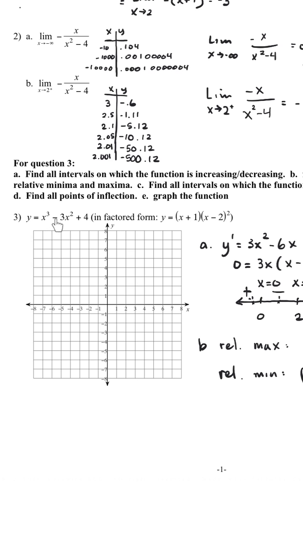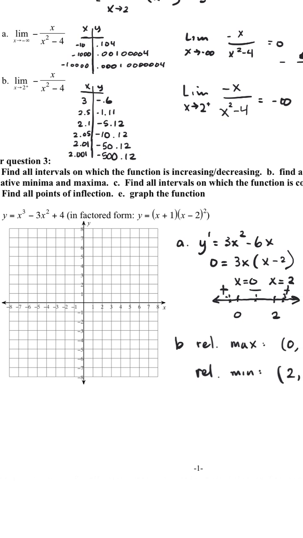If we plug 0 into the general form here, we get 0 plus 4, which is 4. If we plug in 2, that's 8. 2 squared is 4. 4 times 3 is 12. 8 minus 12 is -4. -4 plus 4 is 0. So (0, 4) and (2, 0).